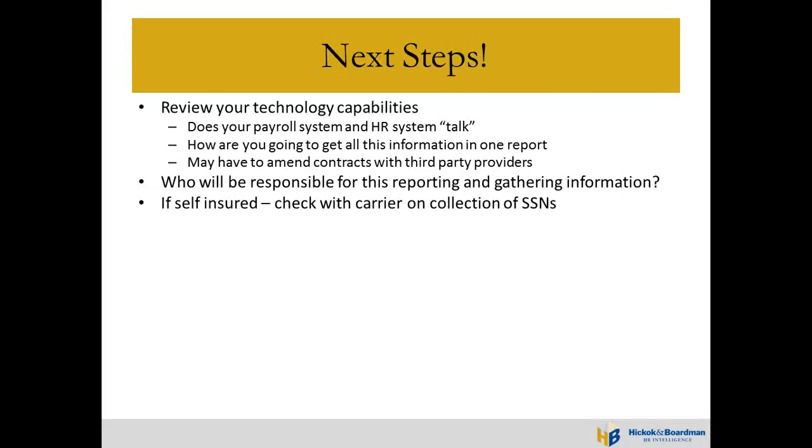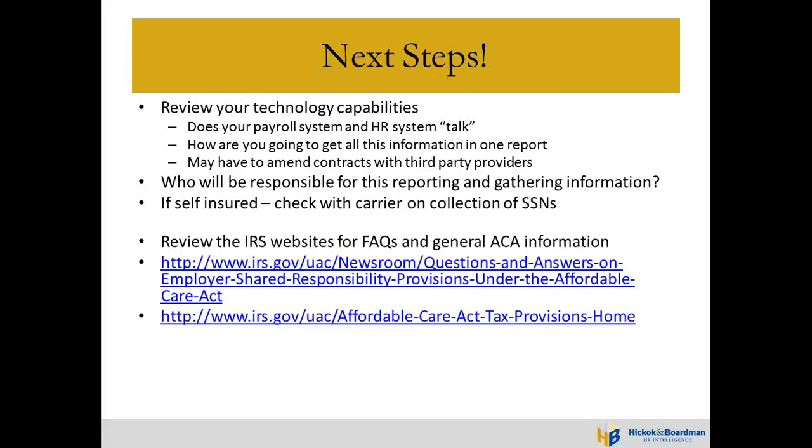Also, if you are self-insured, make sure you check with your carrier on whether they're collecting the Social Security numbers of all the dependents. If they're not, then you're going to want to start doing that, because this needs to be reported next January. At least make the initial and second solicitation for the information.